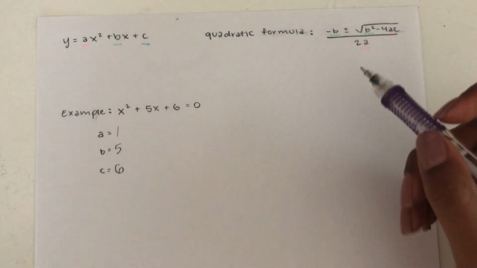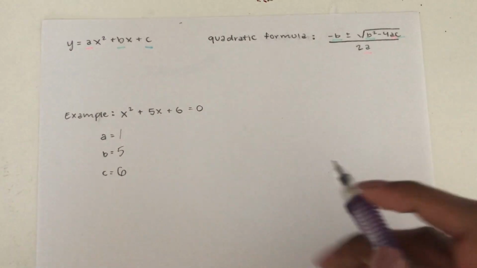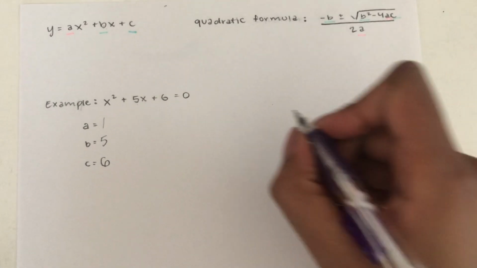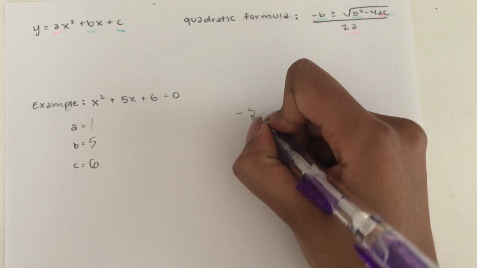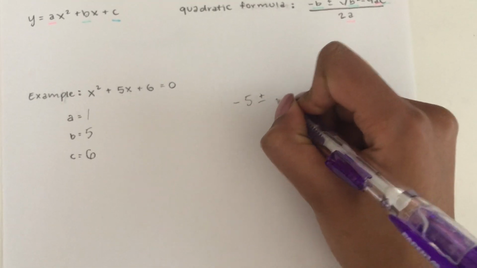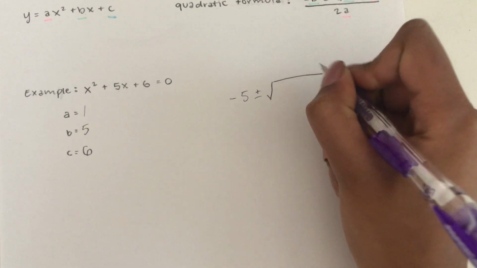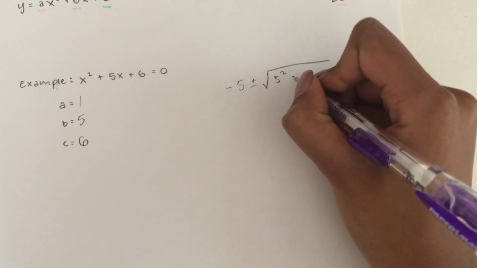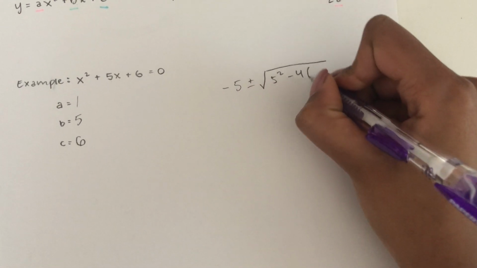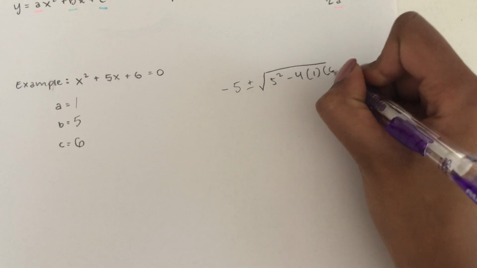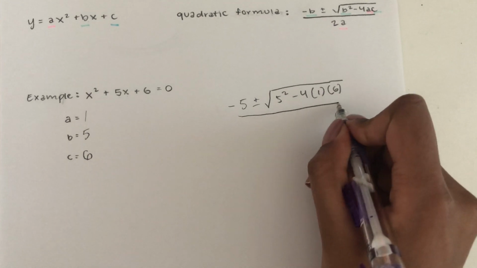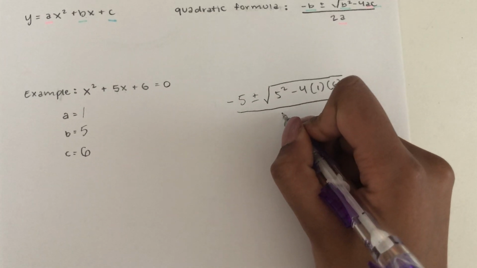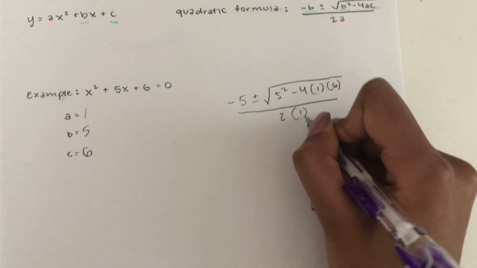Now we can look to our quadratic formula and plug in each of the values. So minus b, which is 5, plus or minus the square root of b squared, also 5, minus 4, and then a is 1, and c is 6, all over 2, a is 1.